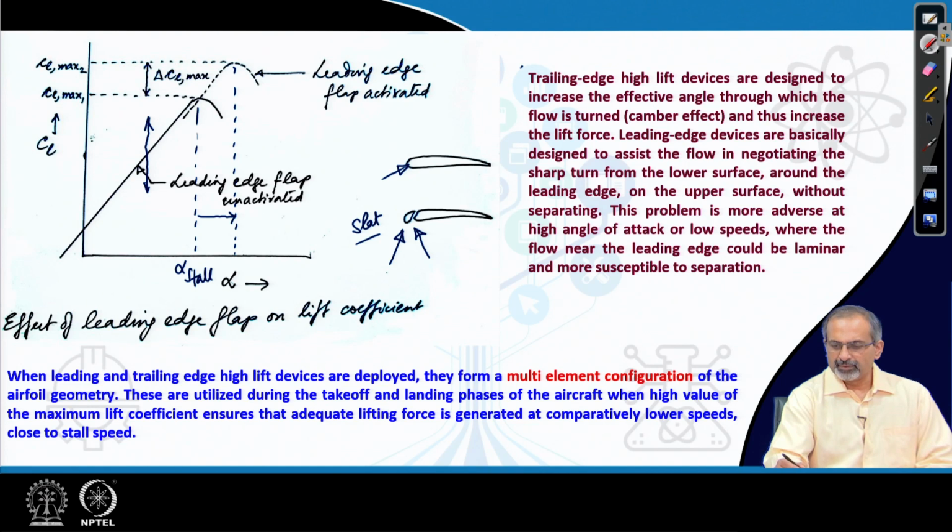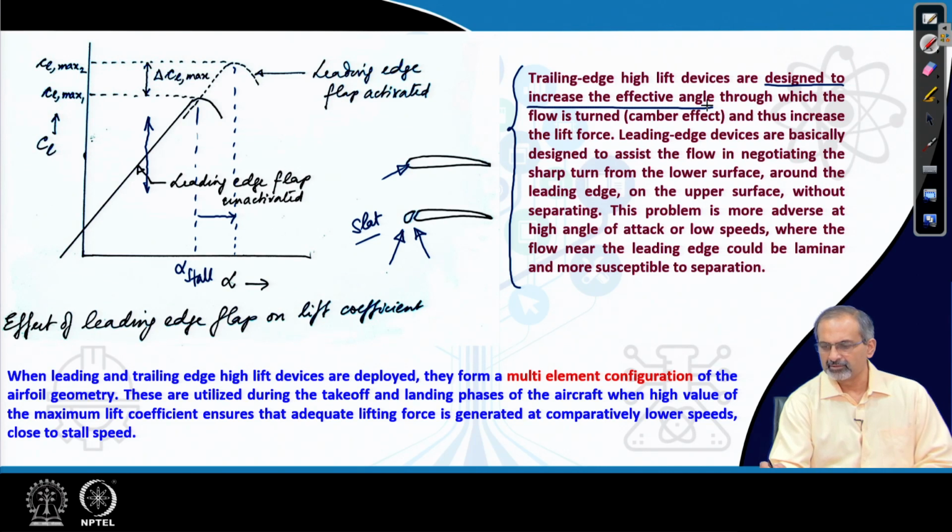So, if we sum up the effects of the trailing and the leading edge high lift devices, we see that they are designed to increase the effective angle through which the flow is turned when it comes to the trailing edge high lift devices. That means they increase the camber. Consequently, there is an increase in the lift force.